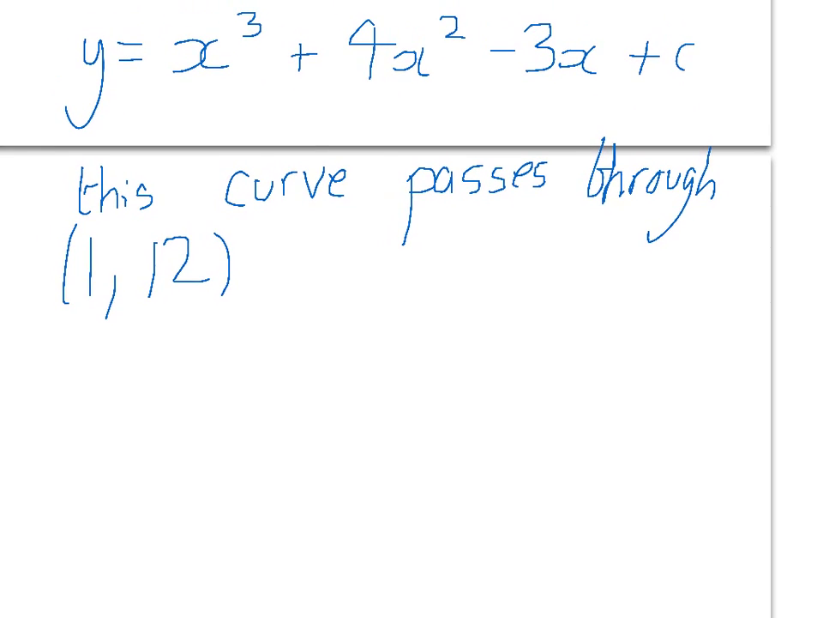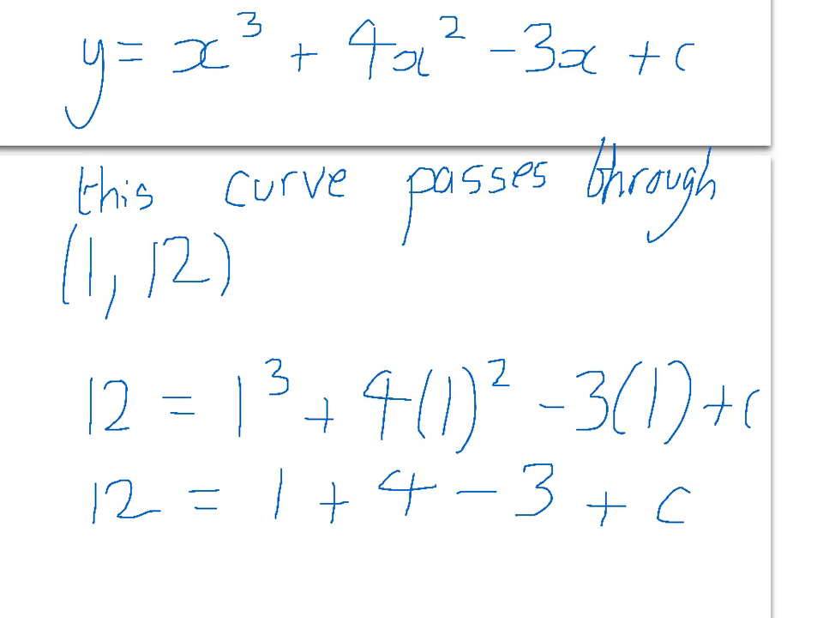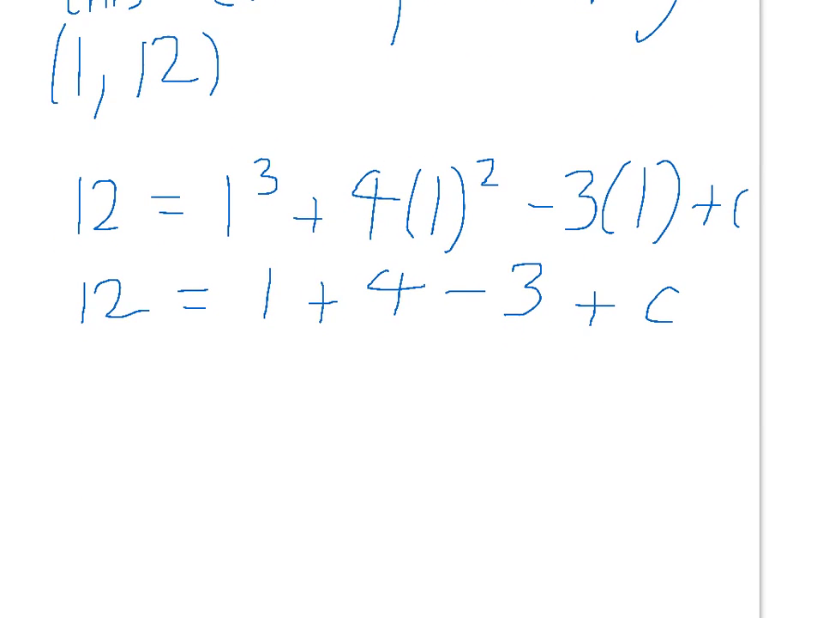So let's do that. So we're going to have 12 equals 1 cubed plus 4 times 1 squared minus 3 times 1 plus our constant c. So if we tidy that up, 1 cubed becomes 1, 1 squared is 1 times 4 is 4, 1 times 3 is minus 3, plus c. So let's sort this out. So 1 add 4 is 5, minus 3 is 2, so the c is 10.